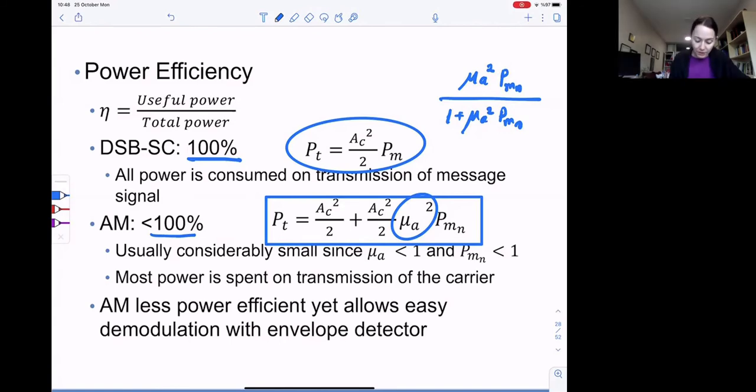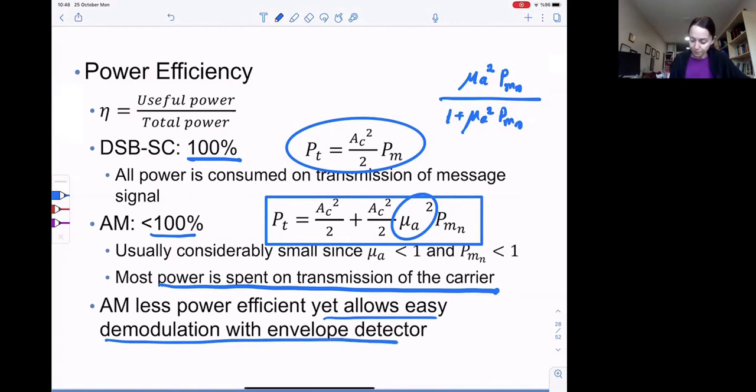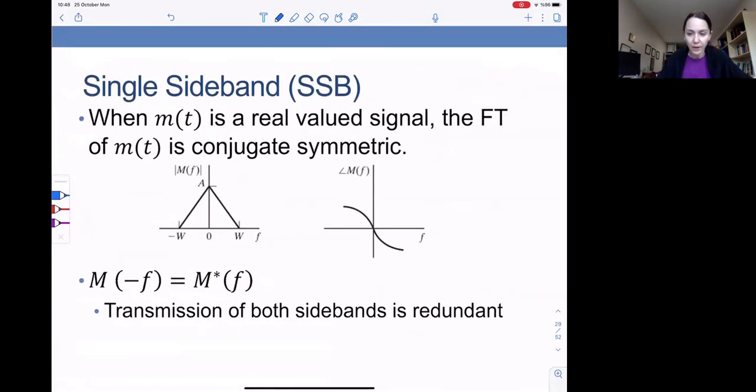Okay, so significant power is spent on transmission of the carrier. And that's the main drawback of conventional amplitude modulation. What is the plus side? What is the advantage of conventional modulation? It allows easy demodulation with an envelope detector. Okay. So far, so good. Any questions?